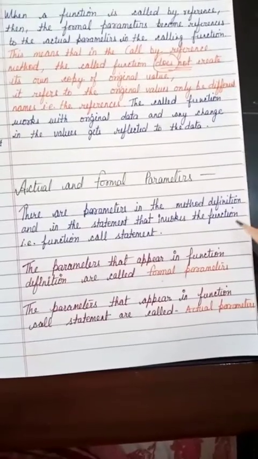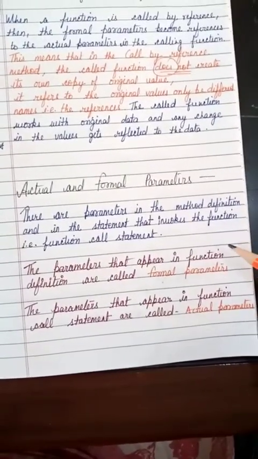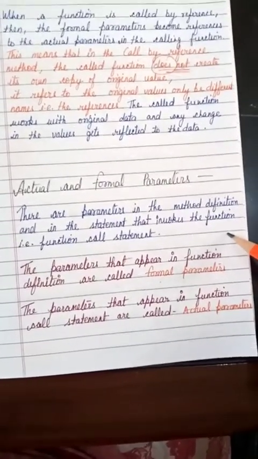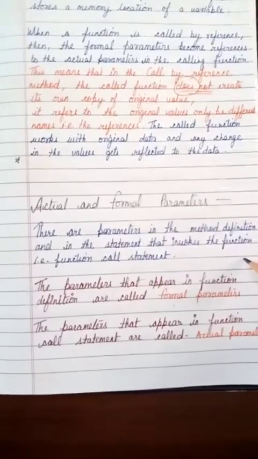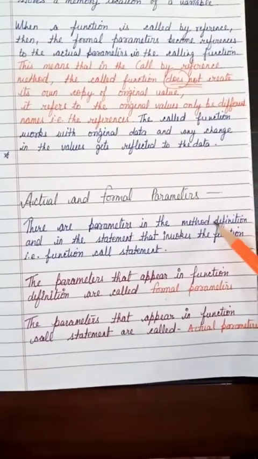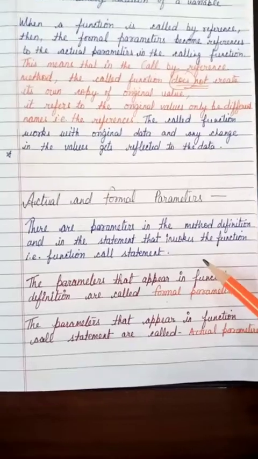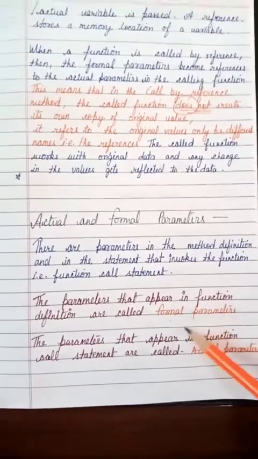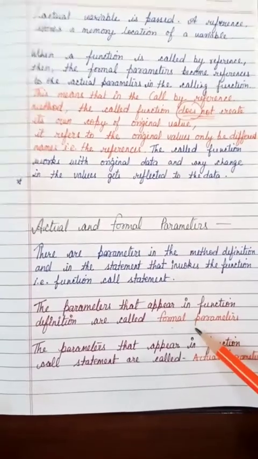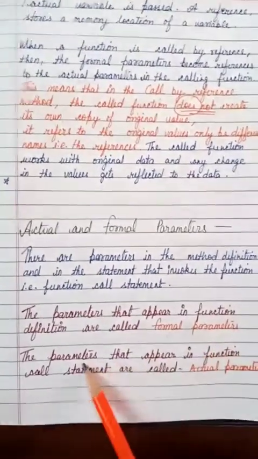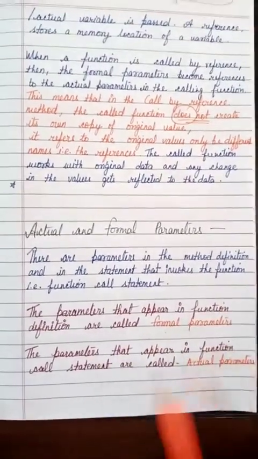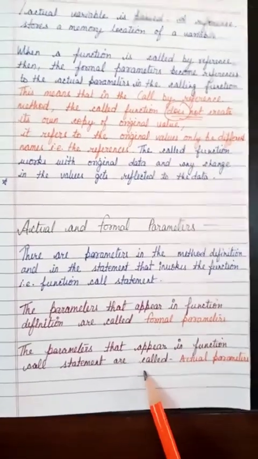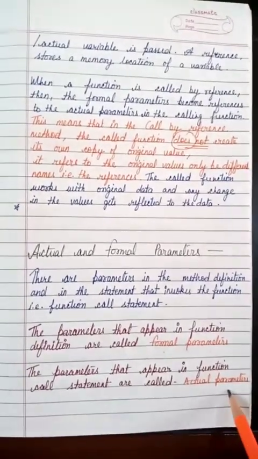There are parameters in the method definition and in the function call statement. Parameters can appear in method definition as well as in function call statement. The parameters that appear in function definition are called formal parameters, and the parameters that appear in function call statement are called actual parameters.